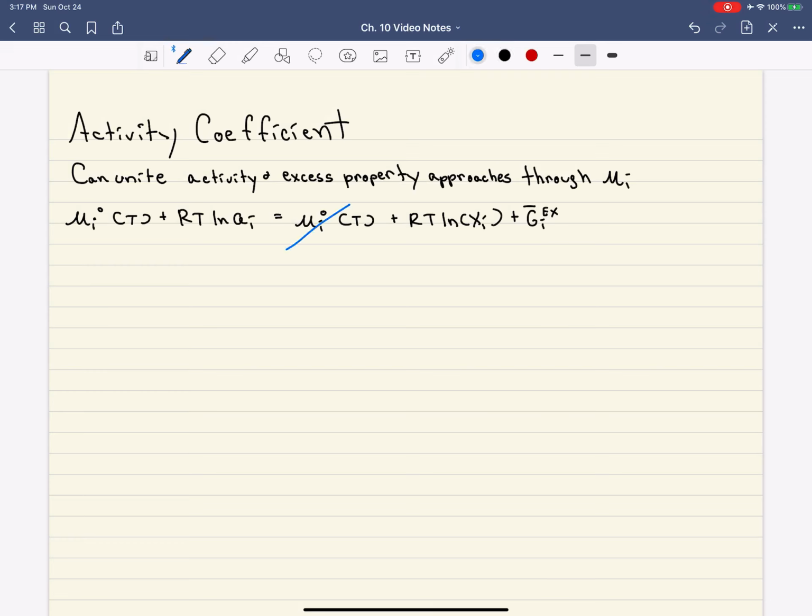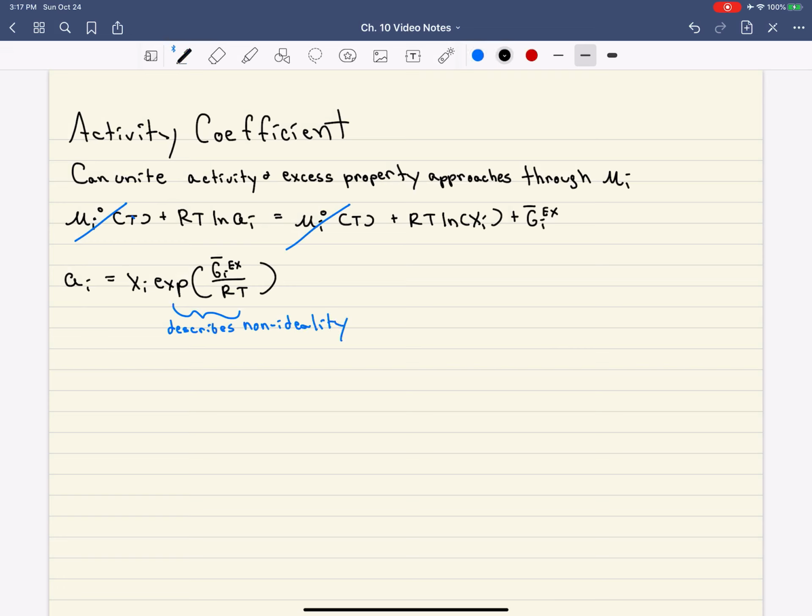Both sides have the standard state chemical potential that cancels out. And what we could do is rearrange the equation so that we just have a sub i on the left-hand side, and on the right-hand side, we're just going to have x_i times the exponential of our partial molar Gibbs excess over RT. Okay. So essentially, our activity is just going to be the mole fraction of species i times some term that describes non-ideality in the mixture.